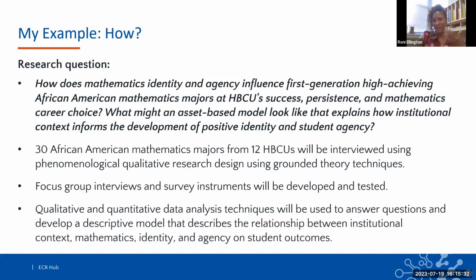I didn't put this here because I've been thinking it through, but I would have to have an approach that allows me to look at institutional context through documents, and maybe interviews with key players in the mathematics department, how they think about the work they do, and so on and so forth. Again, this is just me working it through. And so I would do some qualitative and quantitative data analysis strategies and develop this descriptive model that defines the relationship between context, math identity, and agency on these student outcomes. So again, this is something I would give to NSF.